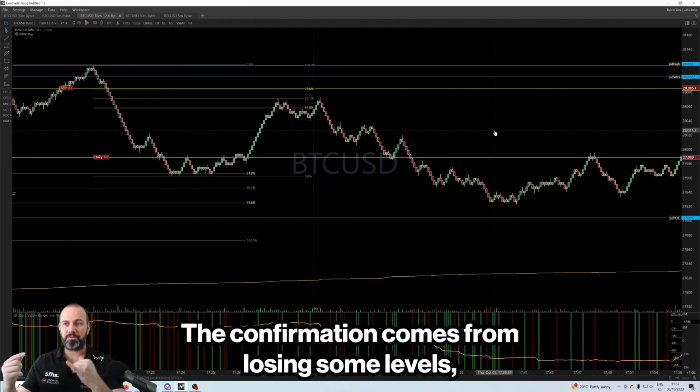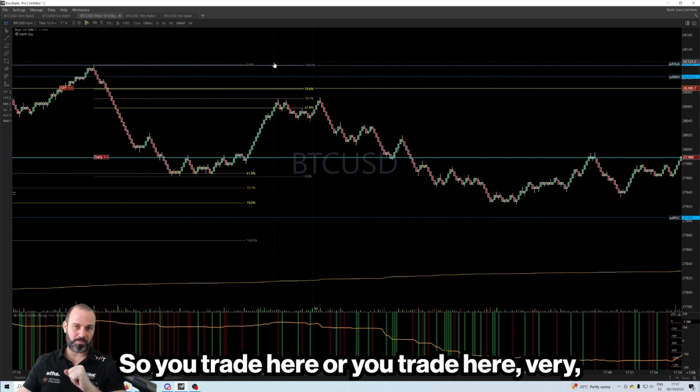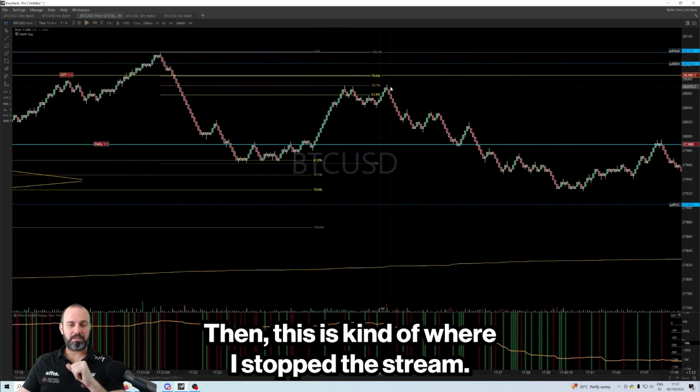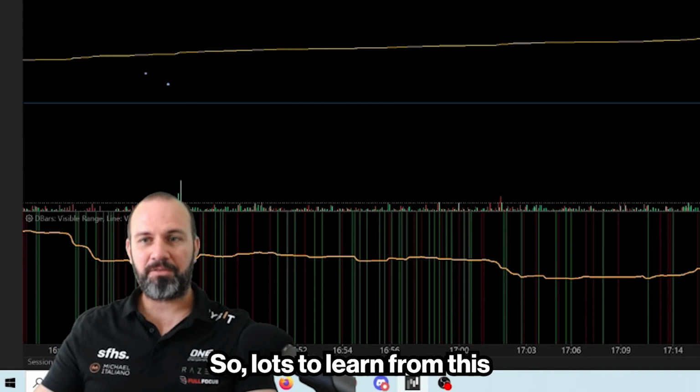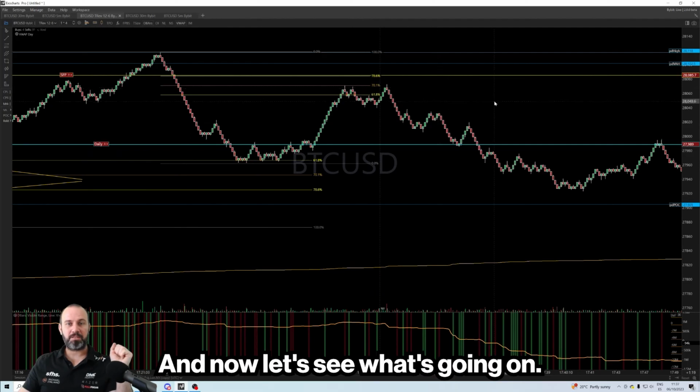The confirmation comes from losing some levels and from the change in market structure. So you trade here or you trade here, very good trades. Then this is kind of where I stopped the stream. So a lot to learn from this, and this is why I'm sharing this information. And now let's see what's going on.